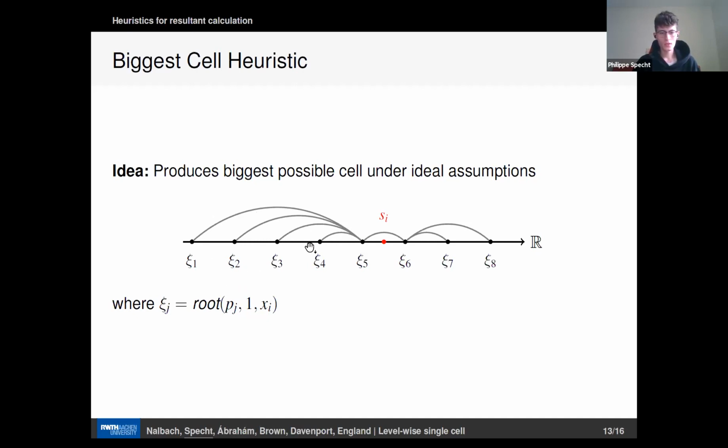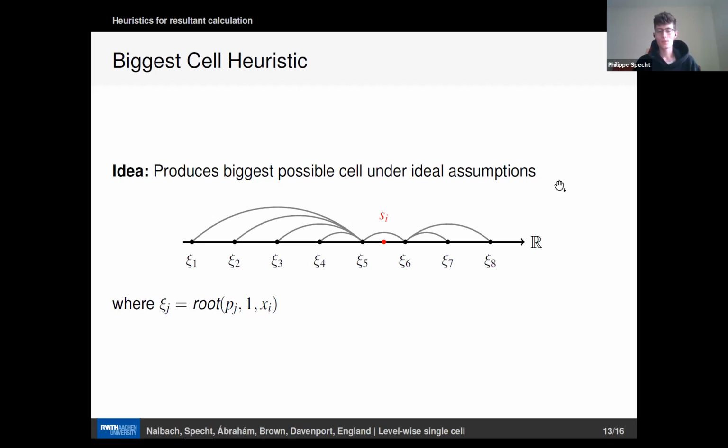This essentially omits taking the resultant between two polynomials of which neither is the bound, because if they were to intersect, it would be outside of the cell. And if they were to intersect inside the cell, this would already be covered by taking the resultant with the bound itself. So we do not need this anymore. And this approach is actually theoretically founded. So if we make some ideal assumptions, this is actually guaranteed to give us the biggest possible cell.